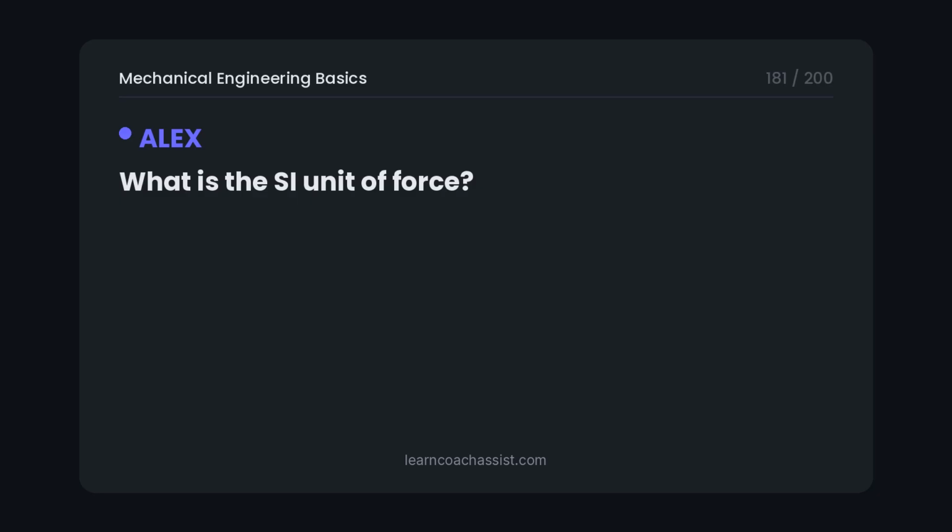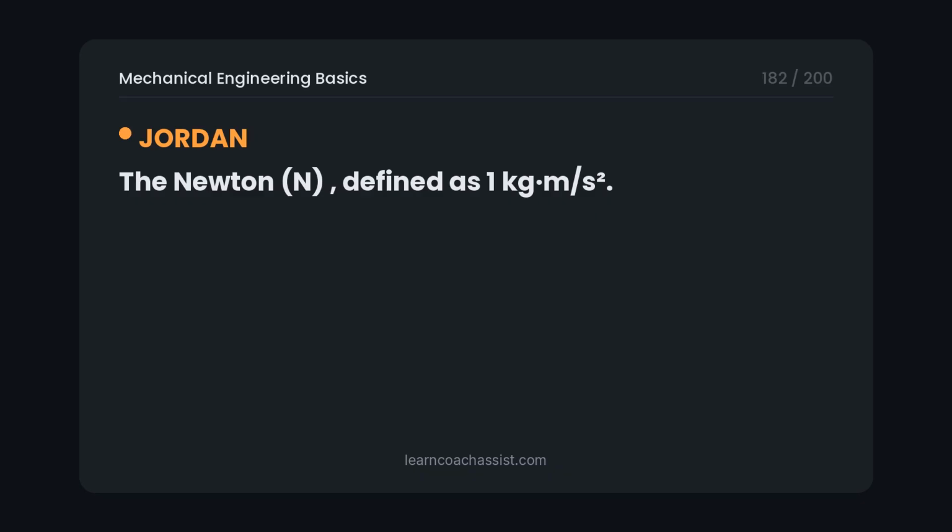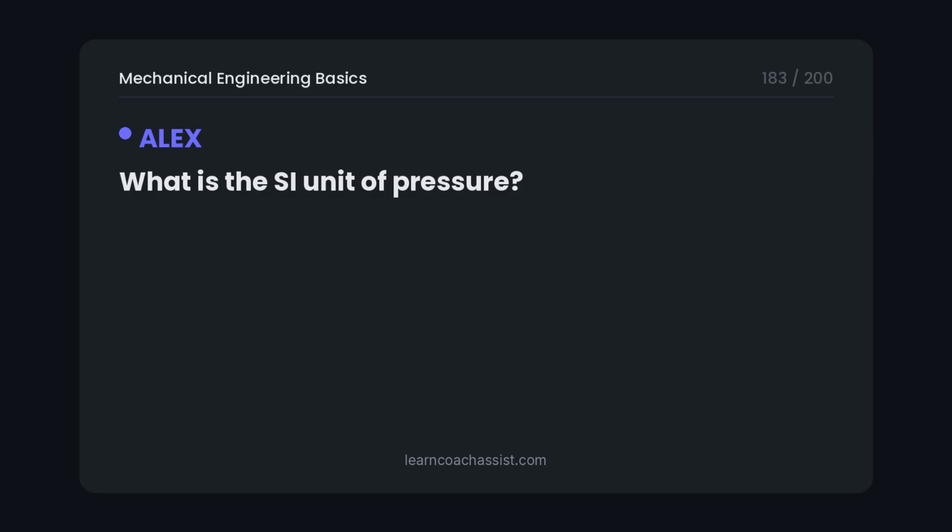What is the SI unit of force? The Newton, N, defined as 1 kg·m/s². What is the SI unit of pressure? The Pascal, Pa, defined as 1 Newton per square meter. What is the SI unit of energy and work? The Joule, J, defined as 1 Nm.